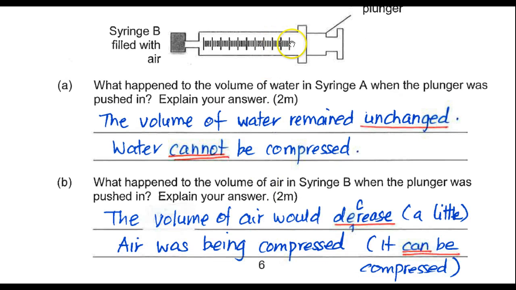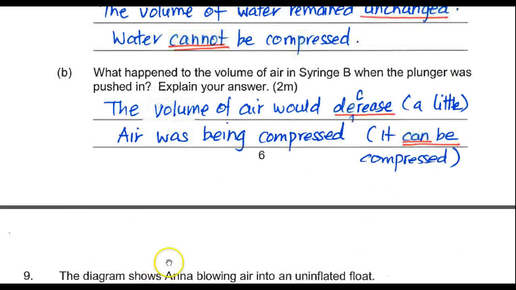And B, if you press the plunger with this thing blocked, okay, the volume of air would decrease, right? Let me show you. You press it down, it will go down a little, right? Probably from here it goes down to this red line, right? So the whole volume here decrease, right? It would decrease maybe a little, yes, definitely. Why? Because explain the answer, air was being compressed or air can be compressed.